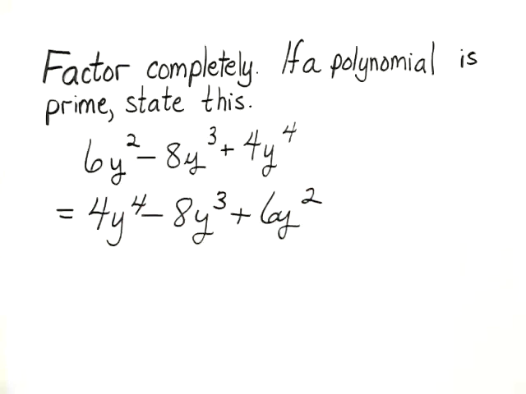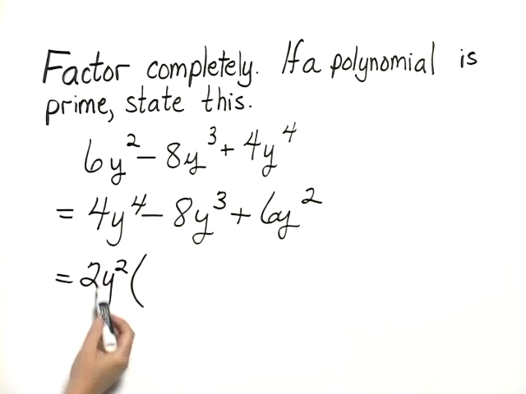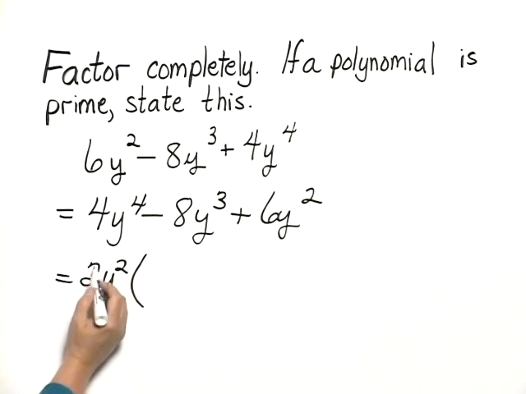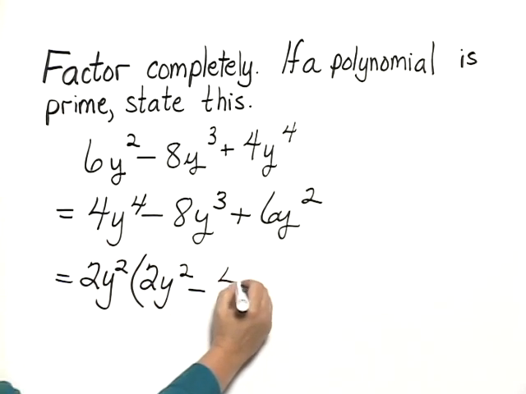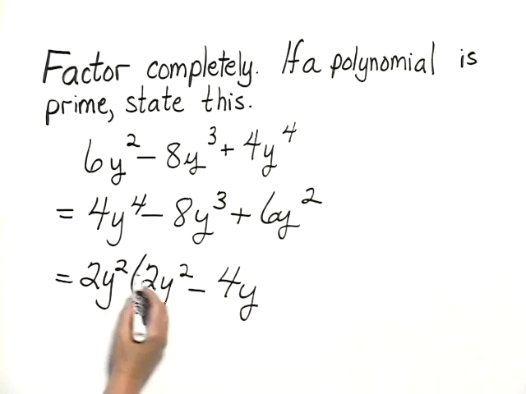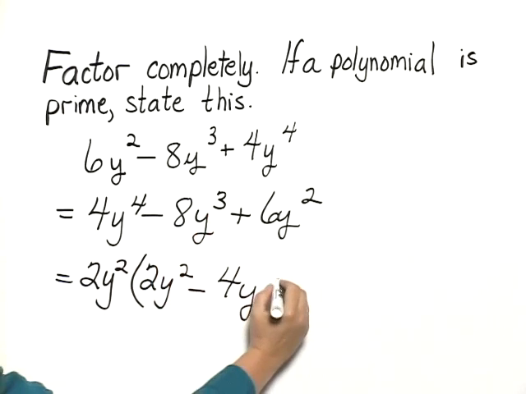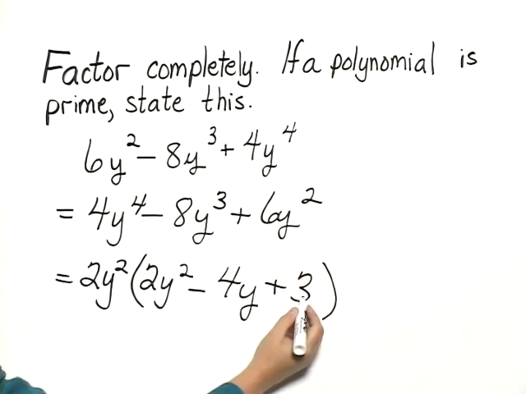The first step whenever we factor is to see if we have a common factor. And we can see from these terms that we do have a common factor of 2y squared. So we write that factor, and then we think for each term, what 2y squared times what is that term. In this case, we would have another 2y squared, since this times this is 4y to the fourth, minus 4y, since 2y squared times 4y is 8y cubed, plus 3, since 3 times 2y squared is 6y squared.